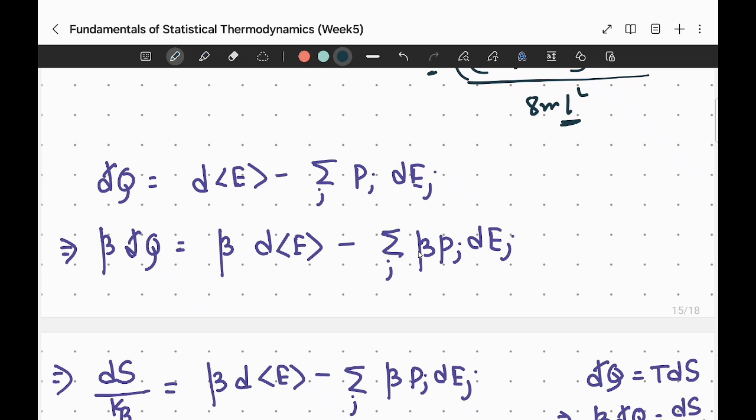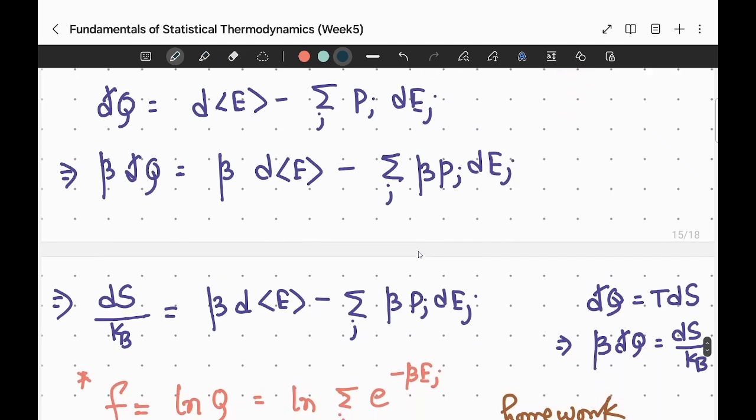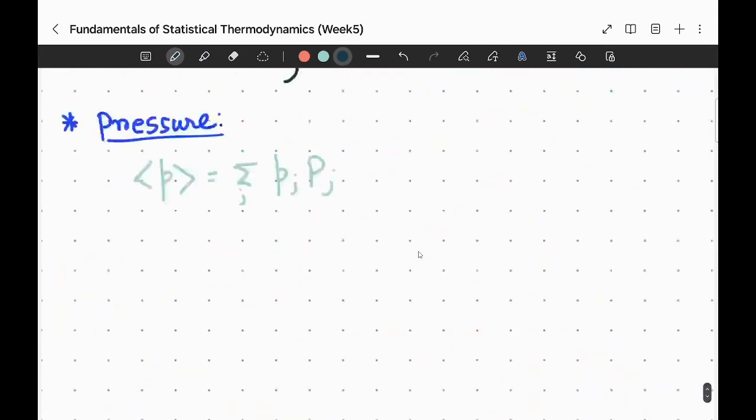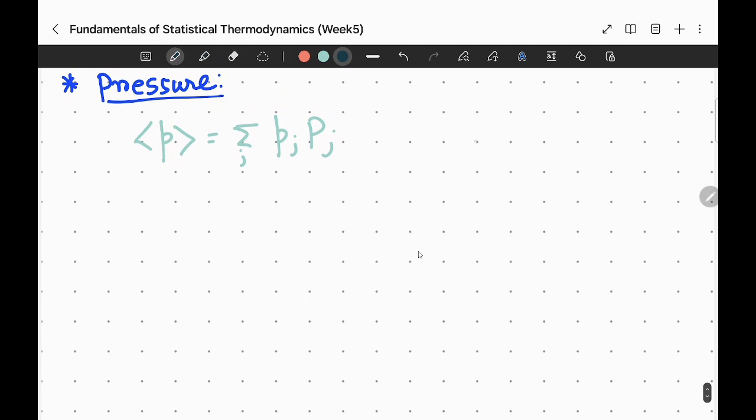How can you write it? Just follow it. dE_j can be written as minus P_j into dV. Is it clear? How?